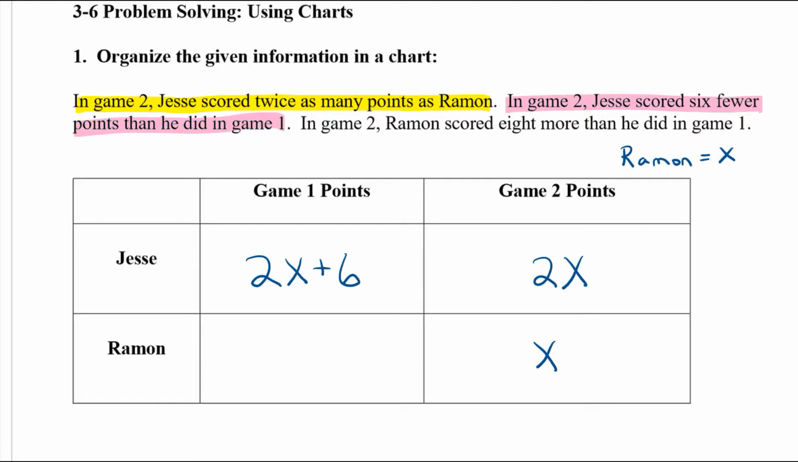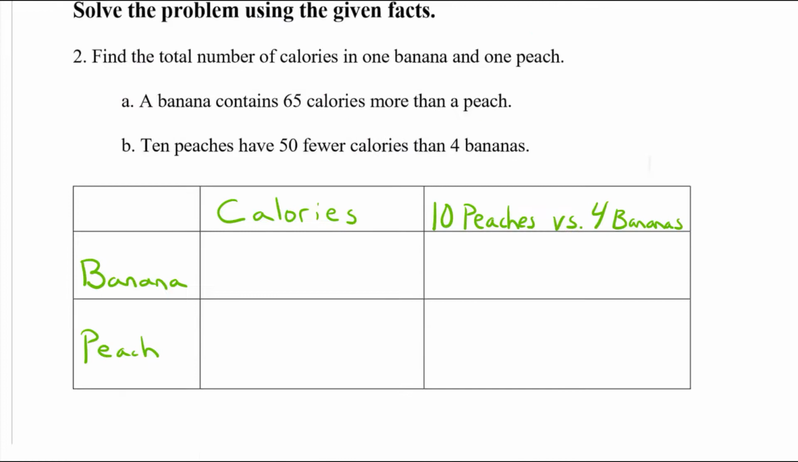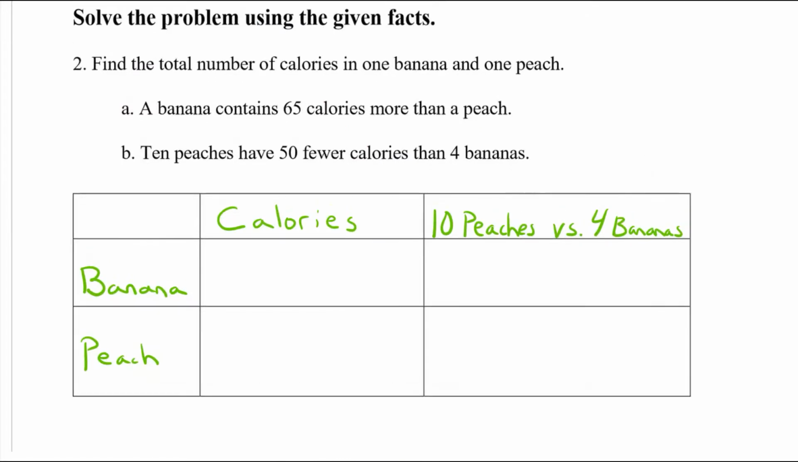And then our final sentence, we're going to have something about Ramon that we can actually put in this last box. In game 2, Ramon scored 8 more than he did in game 1. So game 2 is 8 more, which means that game 1 is 8 less. Now by doing all that, we can then form a relationship. Now, they didn't give us enough information in this question to solve a problem. All we were doing here is organizing the information. So let's go ahead and look at number 2, where we're going to actually use some solving skills.